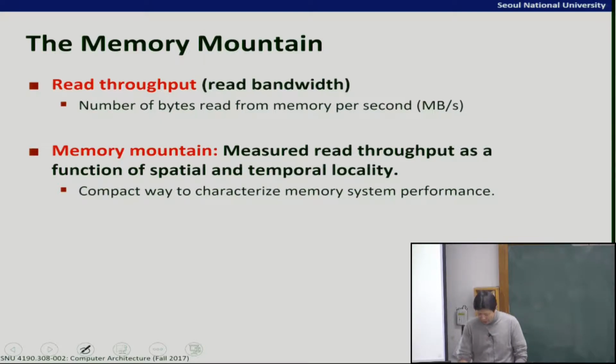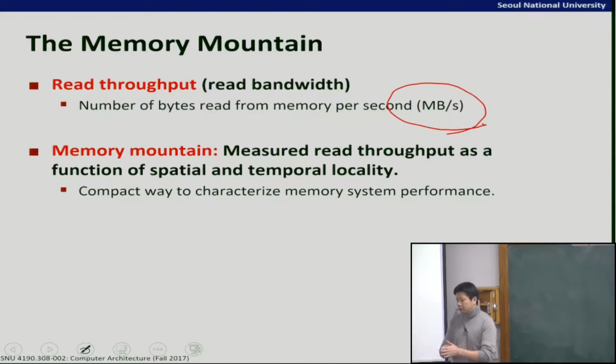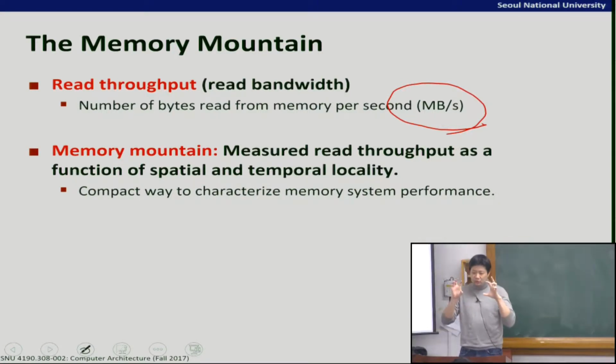Its unit is megabytes per second. So basically, let's say you execute your loop and it finishes in 1 second. And the total amount of memory references your program generated was, let's say, 300 megabytes. Then the read throughput will be 300 megabytes per second, right? Because you read 300 megabytes of data in 1 second. It's kind of an obvious thing.